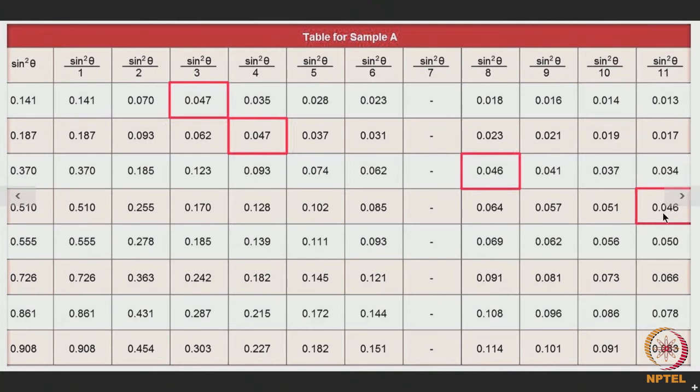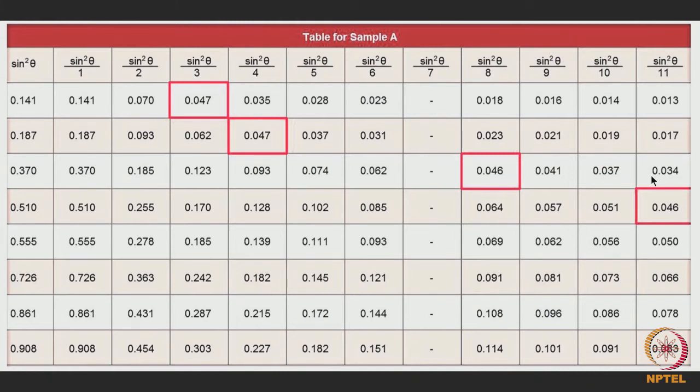And if we go to the 4th line and divide its sin square theta by 11, it becomes 0.046. So, that indicates that for the first line pair, if we divide sin square theta by 3, that becomes equal to the sin square theta of the second line pair divided by 4, equal to the sin square theta value for the third line pair divided by 8, equal to the sin square theta of line number 4 divided by 11. So, it appears the pattern has been taken from a cubic material.